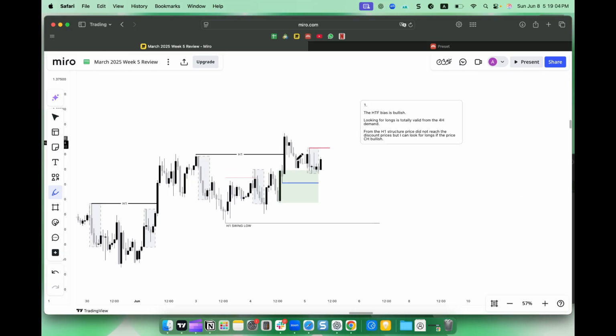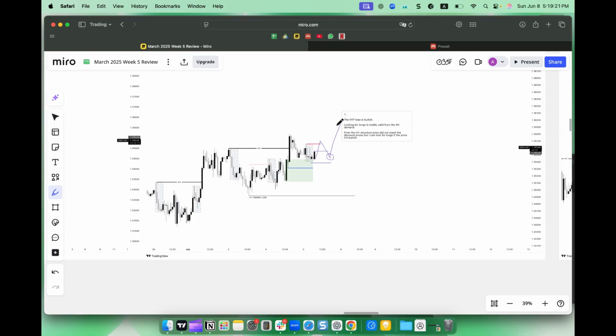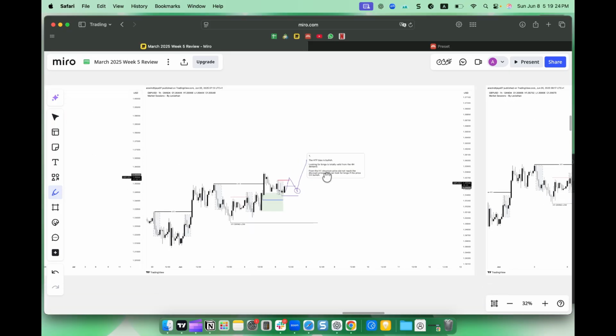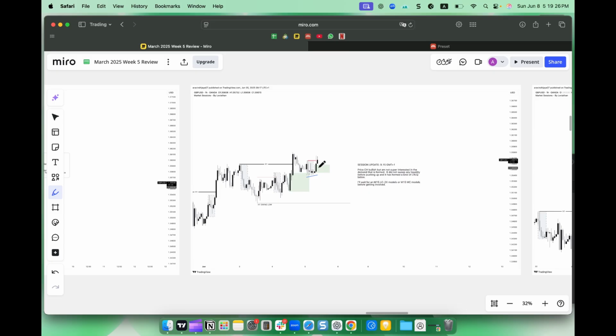Cool. So moving on, here we go. Price mitigated into the 4-hour demand zone. All I want is the price to chalk bullish. Once the price chalks bullish, I can look for this demand zone for the price to mitigate. Once the price mitigates this demand zone, then I'll be looking for longs. It sounds simple.